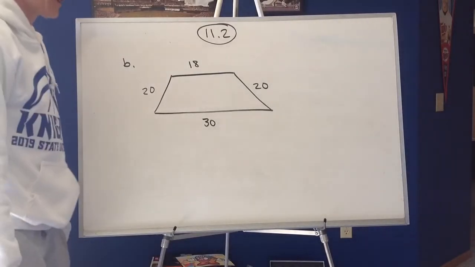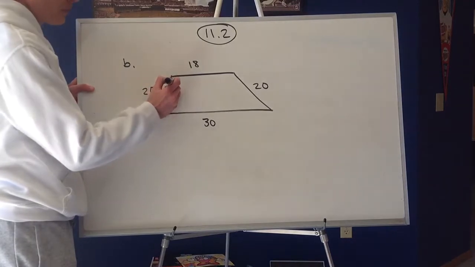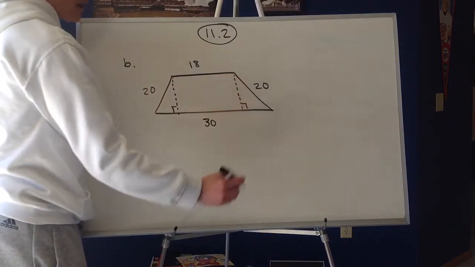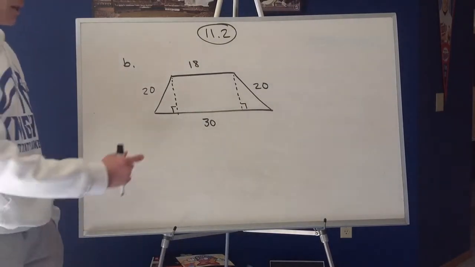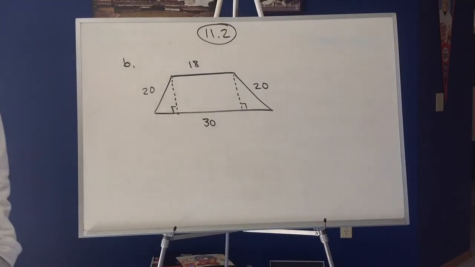When you work with an isosceles trapezoid, a lot of the time you will have to put the height on both sides. The reason I put the height on both sides is it's going to help me find this little piece down here. If I only do it on one side, I don't create that rectangle in the middle that I need.